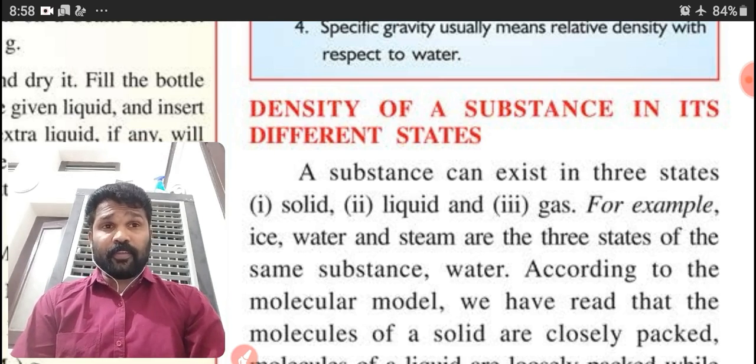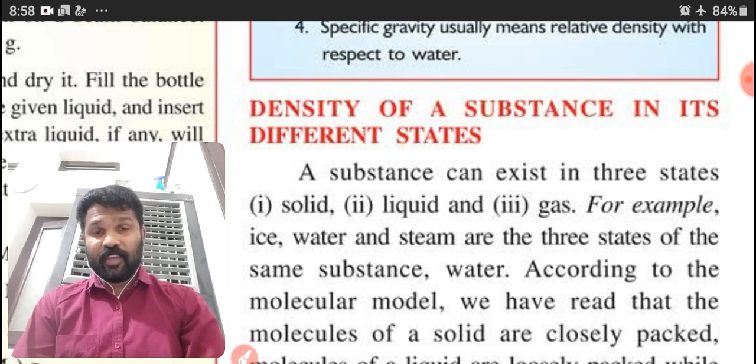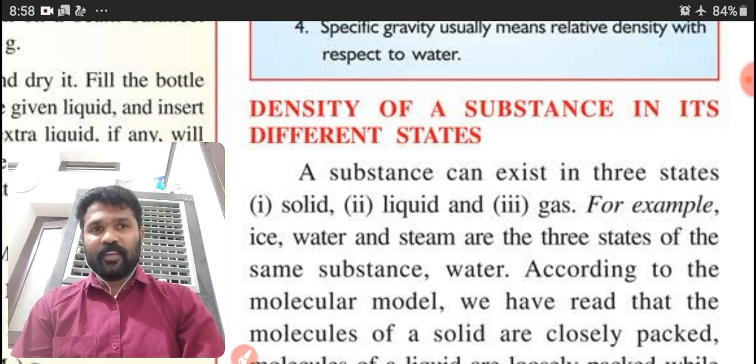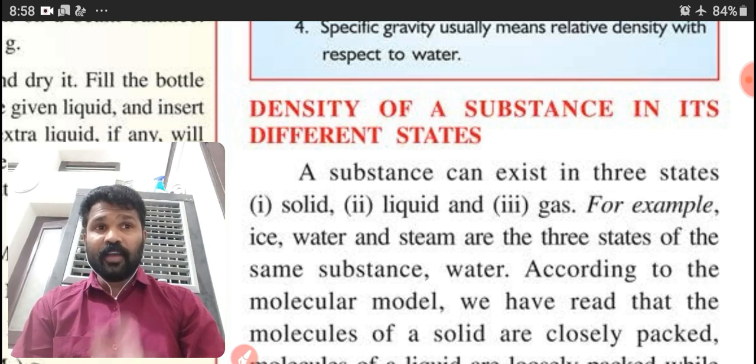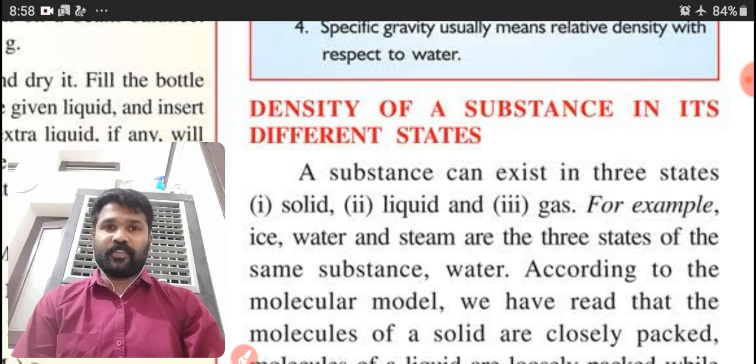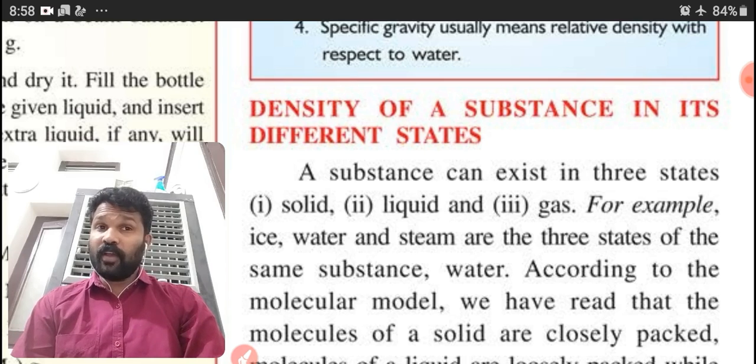A substance can exist in how many states? We have discussed in the first chapter. How many states? Solid, liquid and gas, means in three states a substance can exist. Those are solid, liquid and gas.